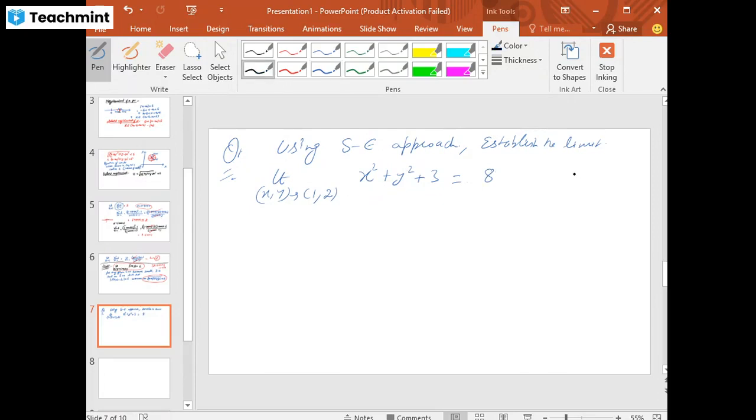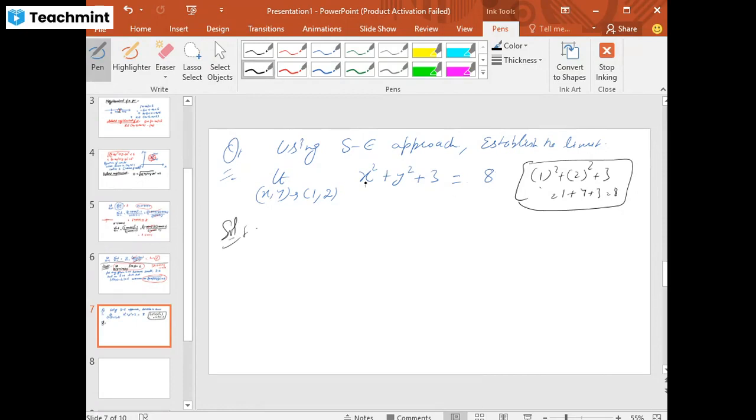If I want to calculate it, because your function is defined at the point (x,y), I can simply calculate the limit as 1 square plus 2 square plus 3. This is 1 plus 4 plus 3 is equal to 8, right? But we need to prove this particular limit concept using delta epsilon approach. So what we need to do in this case?